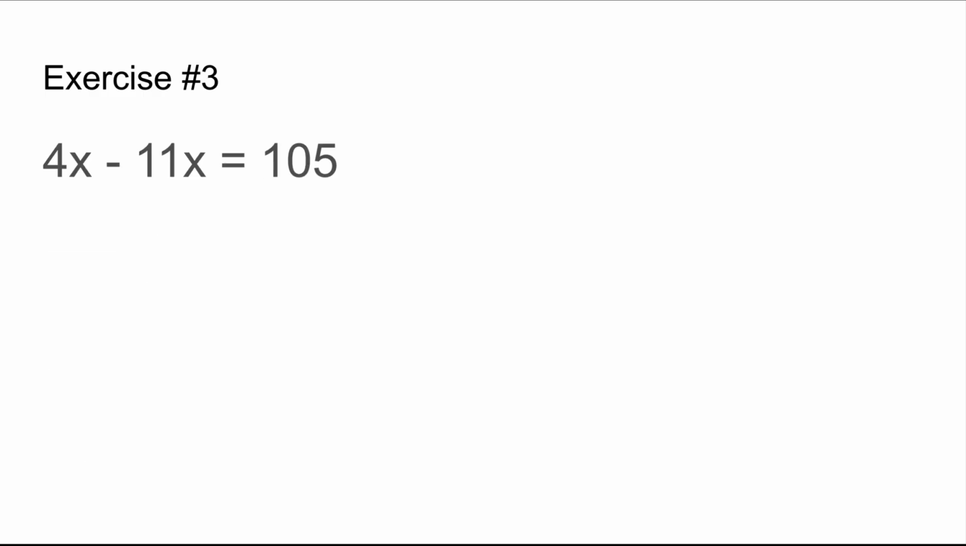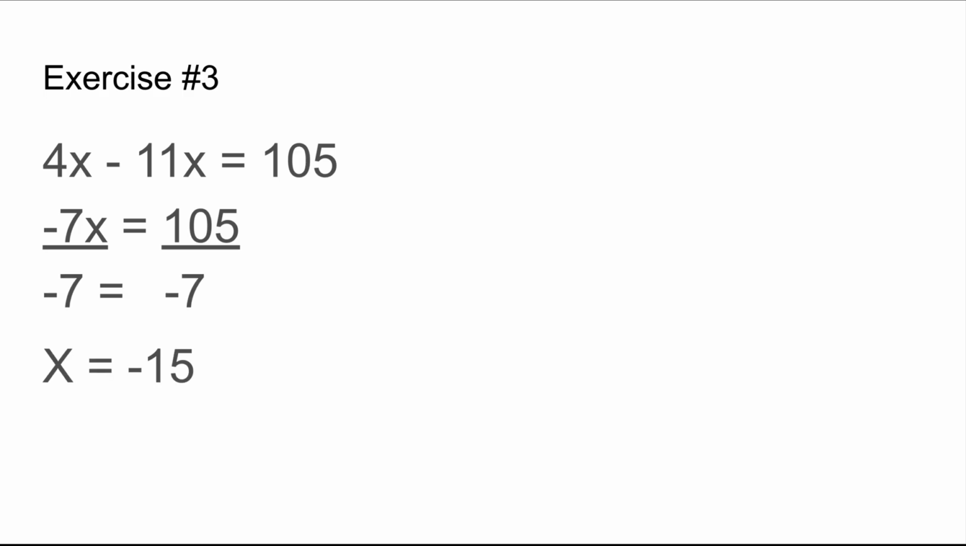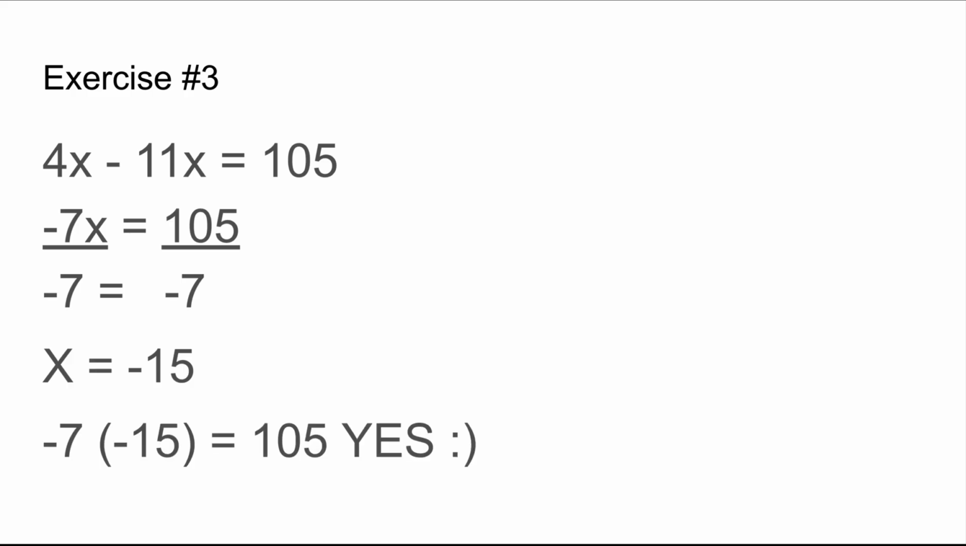Number 3, 4x minus 11x equals 105. We're going to combine our like terms. We get negative 7x equals 105. Divide by negative 7 on both sides. X equals negative 15. If you plug it in, yes, that's the answer.